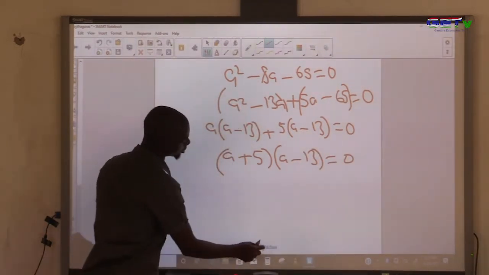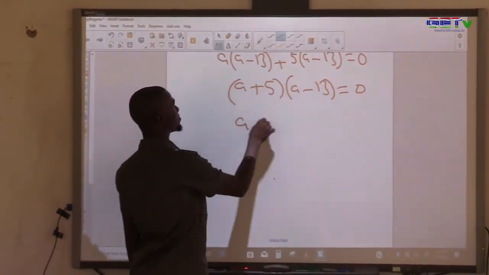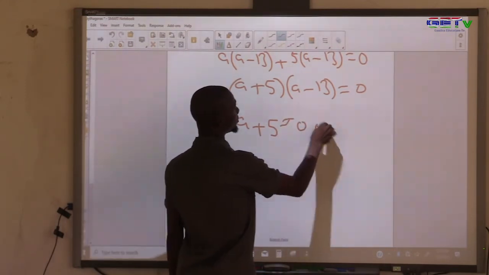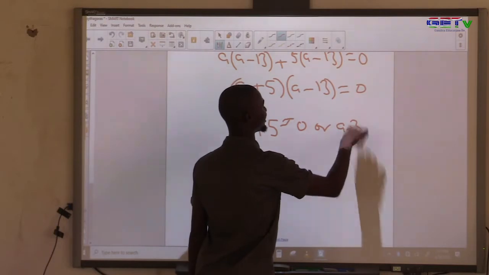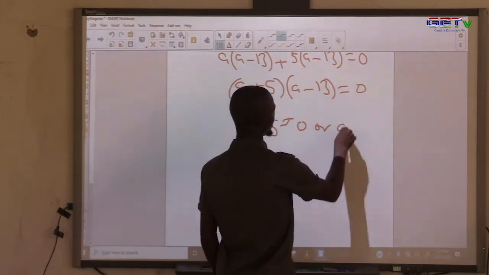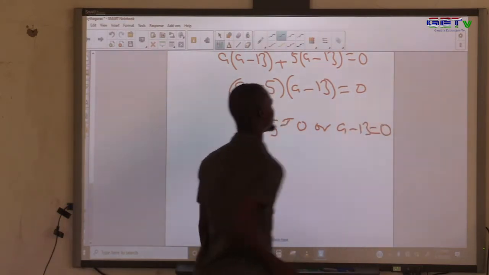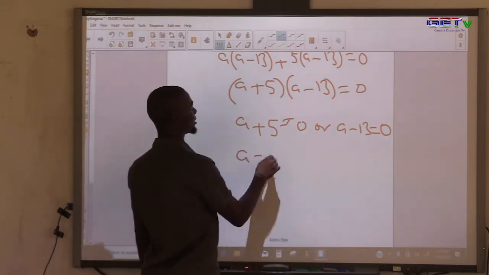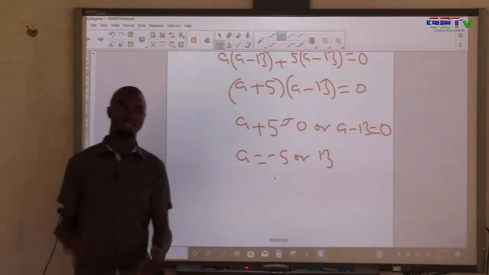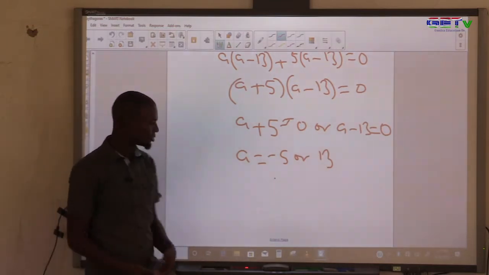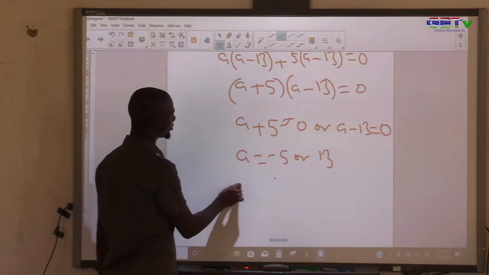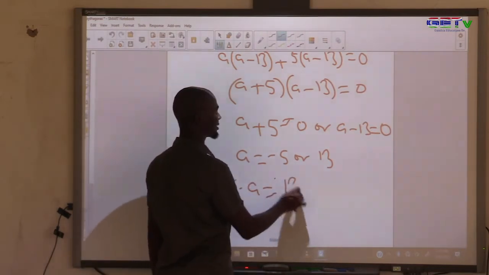If you use the zero product, you will have a plus 5 is equals to 0, or a minus 13 is equals to 0. So your a is equals to minus 5 or 13. Hence, since you are looking for distance, your right answer is going to be positive 13. It cannot be negative. So therefore, the value of a is equals to 13.